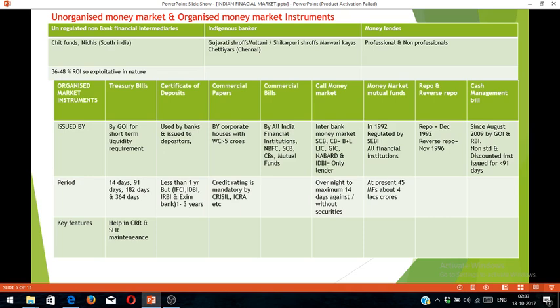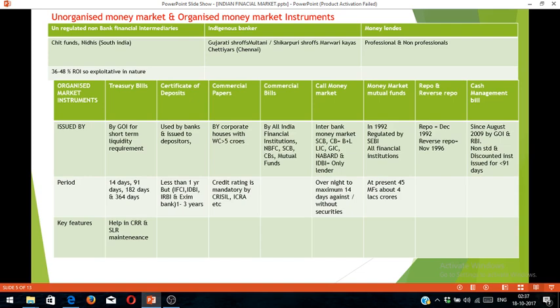Now, cash management bill. Since August 2009, this cash management bill concept was raised by the Government of India and RBI. Both participated, and by the participation of the Government of India and RBI, they gave the concept of cash management bill. These are non-standard discounted instruments issued for less than 91 days. Whenever we are issuing cash management bills, they should be issued only for less than 91 days.